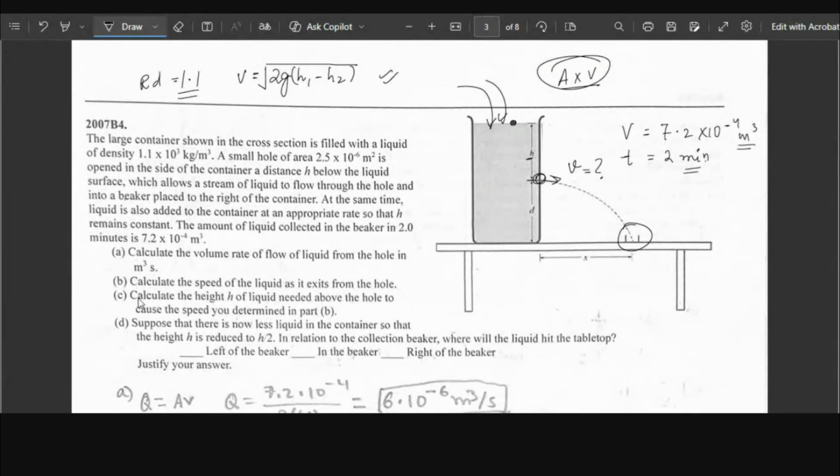In the second part, it says calculate the speed of the liquid as it exits from the hole. You can simply put the values and find out. Try it out, solve it, see whether you're getting the correct answer or not.